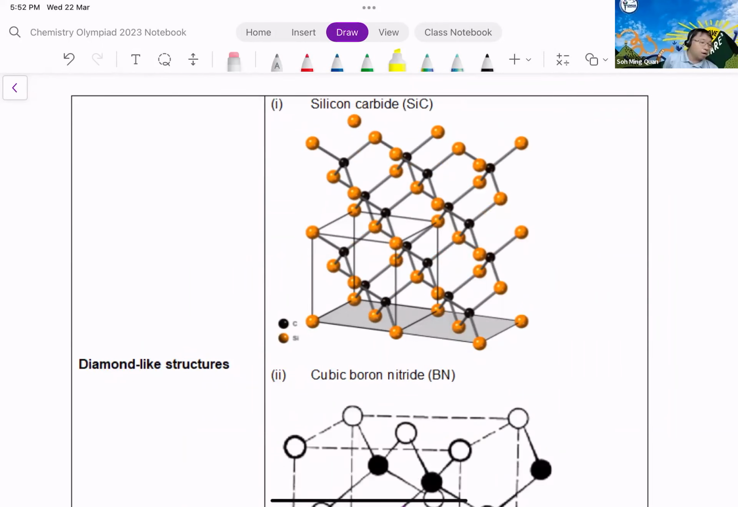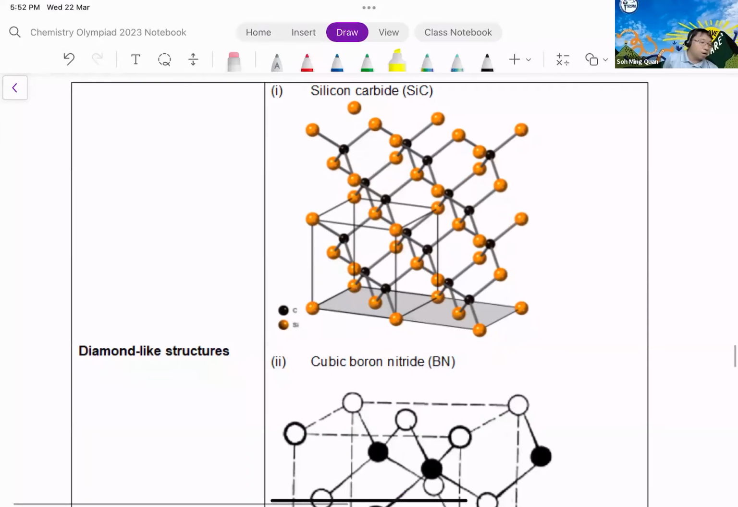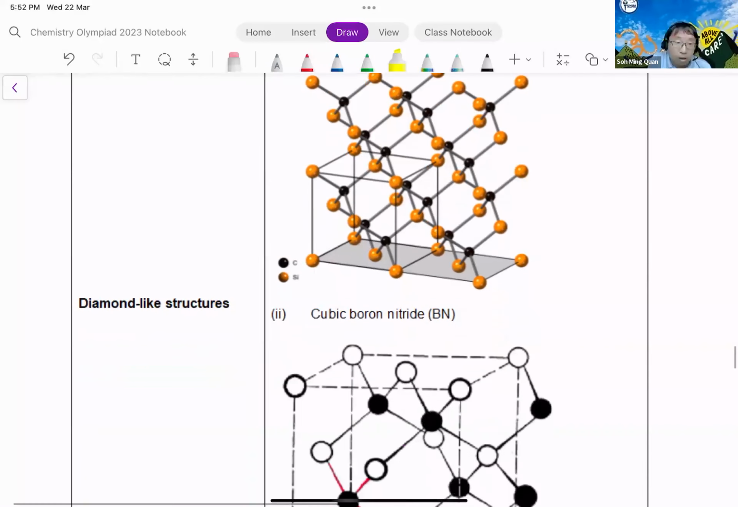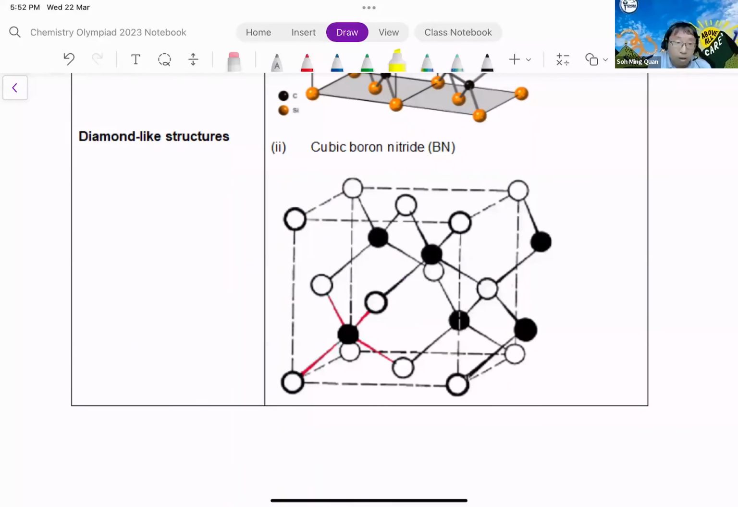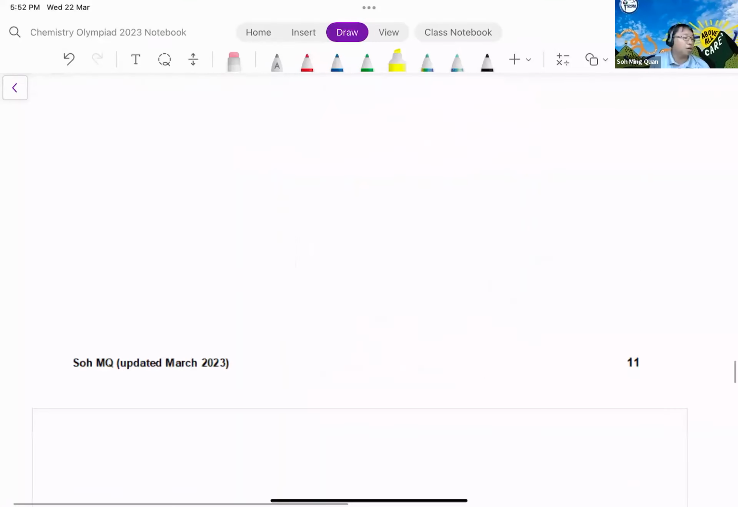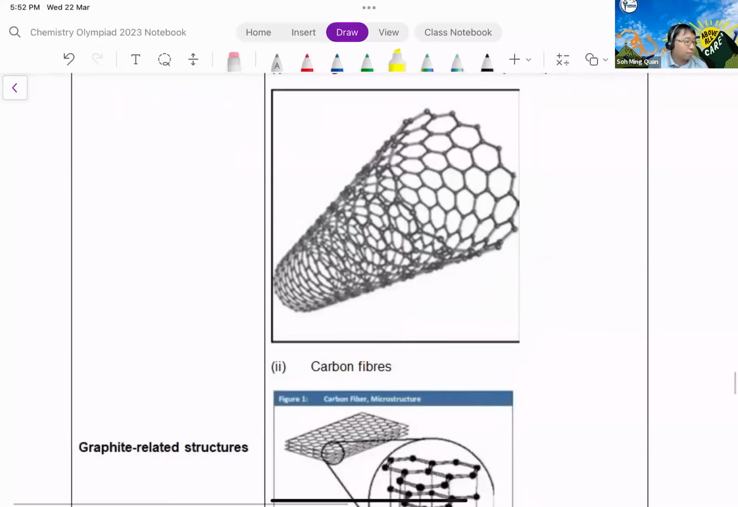So there are more structures that I've printed for you. It's not just diamond and graphite, there are other substances that also have a giant molecular lattice. I have broadly divided this as diamond-like or graphite-like. Take, for example, diamond-like structures like silicon carbide, cubic boron nitride. The way the atoms are connected looks more similar to diamond, whereas graphite-related structures are more similar to graphite, meaning they will have properties that are more similar to graphite.